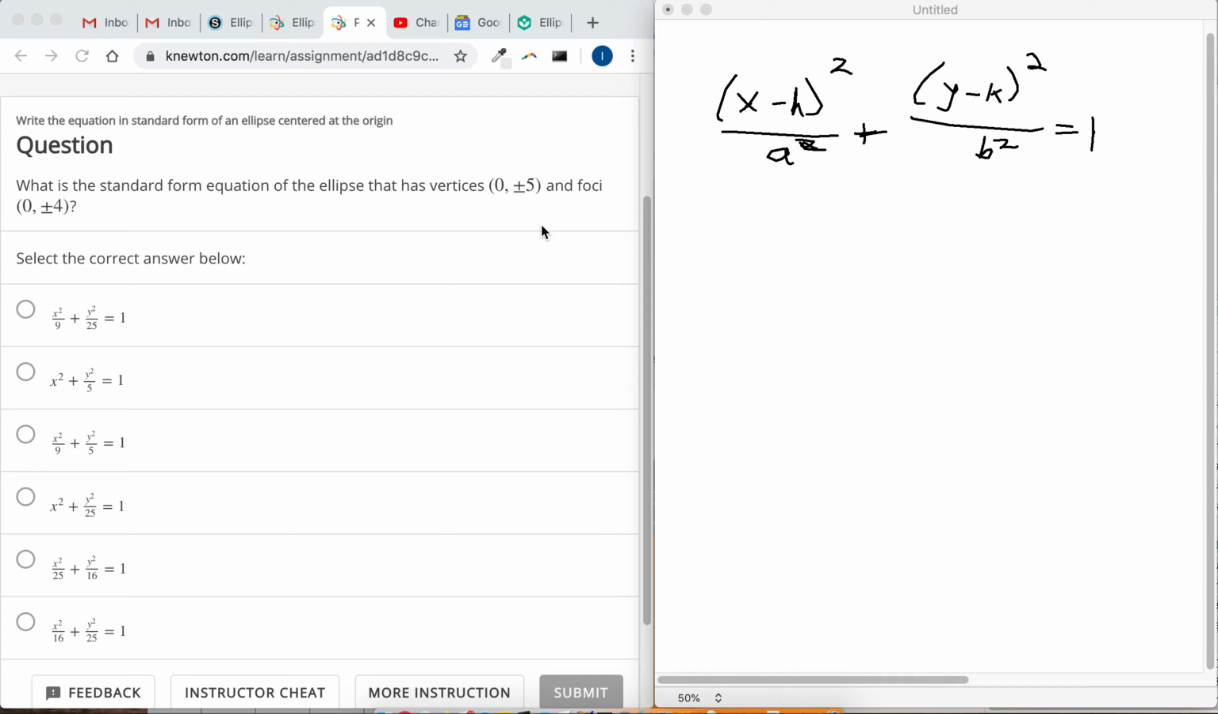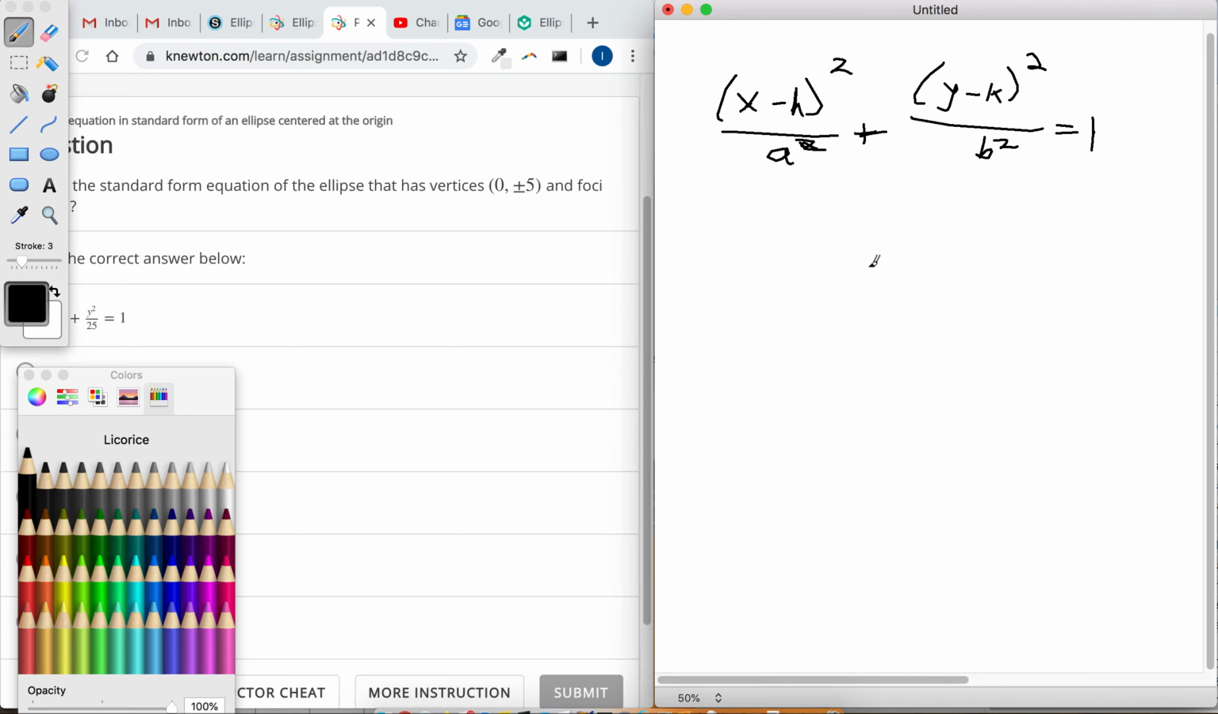Okay, so we're supposed to write the standard form equation of the ellipse that has these vertices and foci. So the first thing we could do is try to draw it and get an idea of what this thing might look like. 0, 5 is a dot up here. And then we got 0, -5. These are 2 of the 4 vertices.